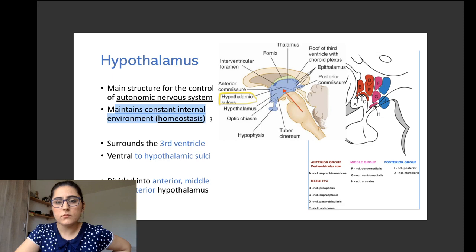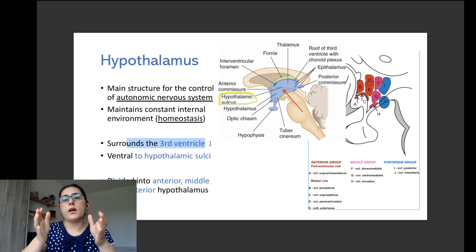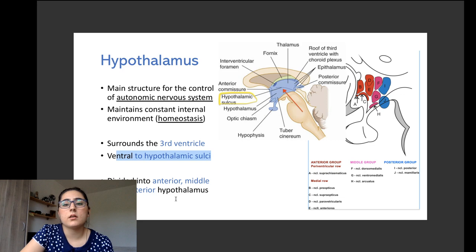What else? It's around the third ventricle. We spoke about this. We said that we have the thalamus, the two structures held by the interthalamic adhesion, the hypothalamus under it, and that in between them there is a space. That space is occupied by my CSF, and that's basically my third ventricle. And ventral to the hypothalamic sulcus, that makes sense, right? This is the sulcus, the ventral. And again, it's subdivided into anterior, over here, so this part, middle, and posterior hypothalamus.